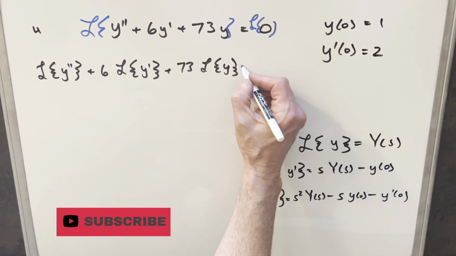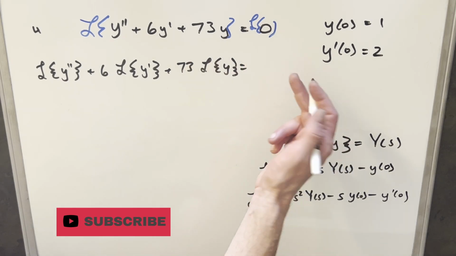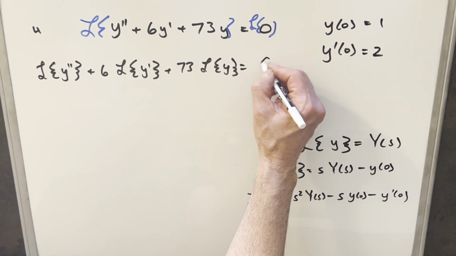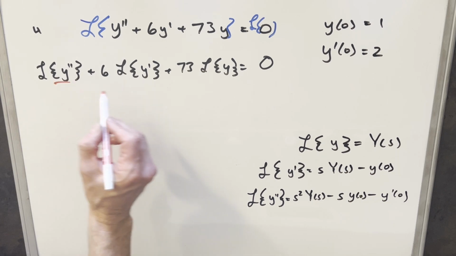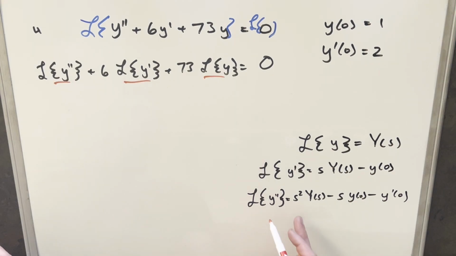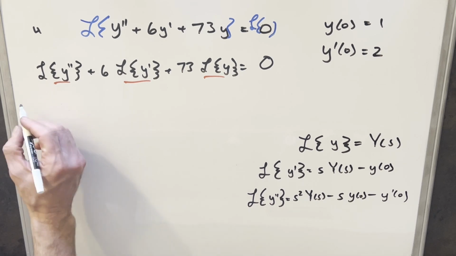On the right side of the equation, Laplace of 0 is just 0 because it's an integral. You plug 0 into an integral, you just get 0. And then to simplify everything we have here, we have these formulas that we found in previous videos on the first derivative and second derivative. And we also have our initial conditions that we'll use in these formulas. So let's just see how it goes starting with the second derivative.